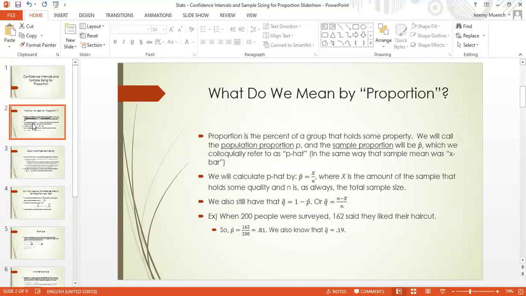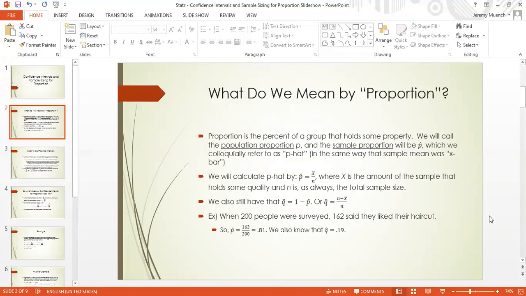So we calculate p hat as the amount of some sample that holds a quality we want over the total sample size. So we have X as that amount that has the quality we want, N is the total sample size, so p hat is just X over N. We also have that Q is the opposite of P, so Q hat is the opposite of P hat. So Q hat is equal to 1 minus P hat. Most of the time you'll either be given P hat or given Q hat, or you'll need to simply find it relatively quickly.